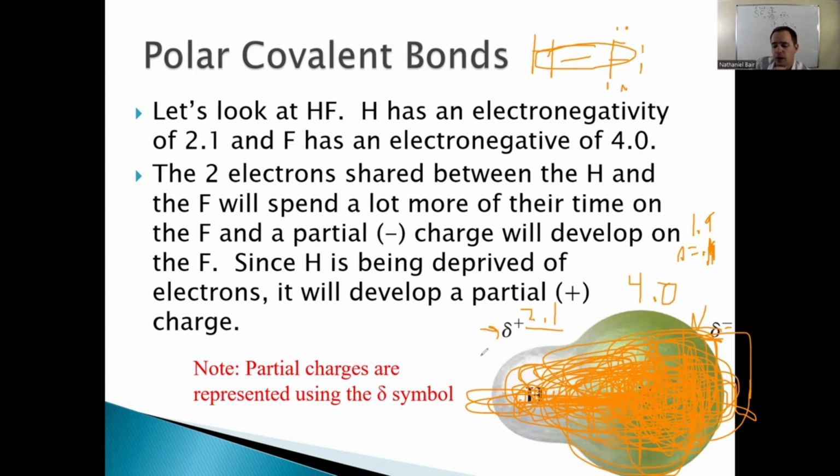And then if you are being deprived of the electrons, hydrogen would like the electrons 50% of the time. Now it's only getting them maybe 10% of the time. So it's being deprived of the negative particles it needs. This atom is going to start to develop a partial positive charge, okay? So let me show that on the board.